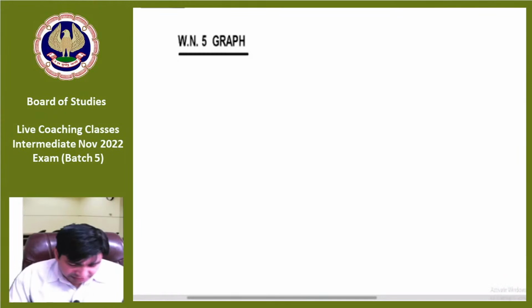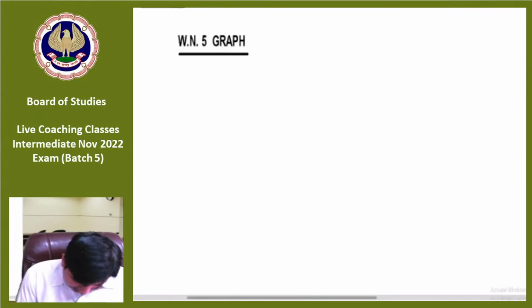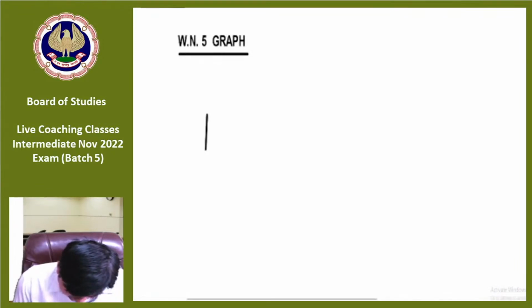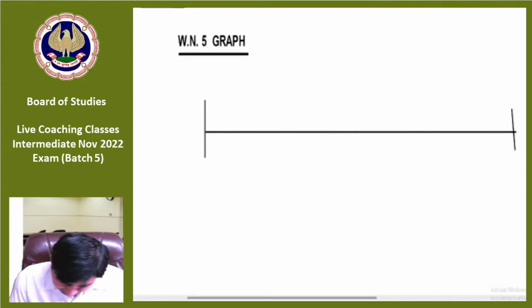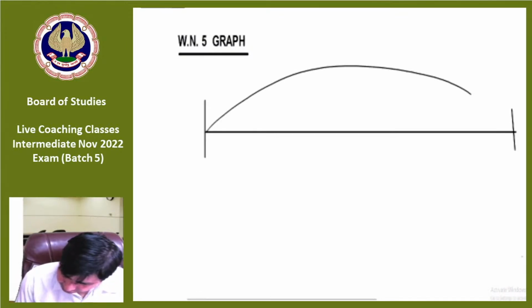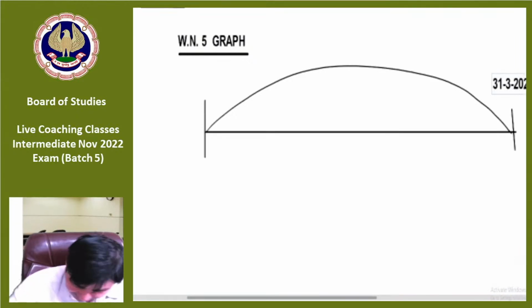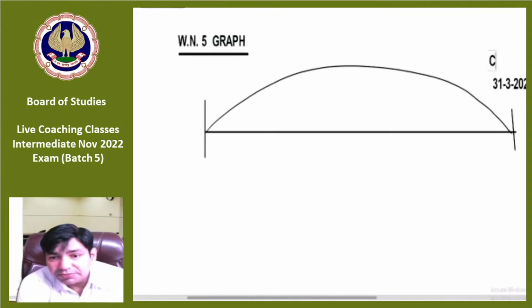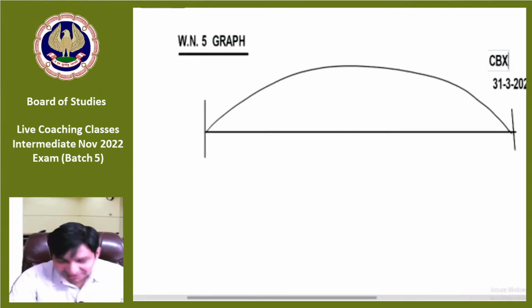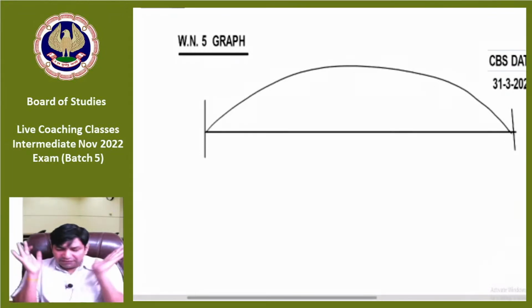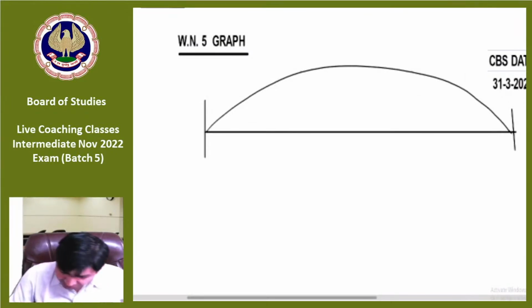Beta, this is the graph. See, in the question, you have the year which is ending on 31st March 2021. This is the date. At this date, you have to prepare the consolidated balance sheet, CBS. Yes, very good. At this date, the holding company is going to consolidate the financial statements of the subsidiary company with its own. Okay, beta. CBS date.